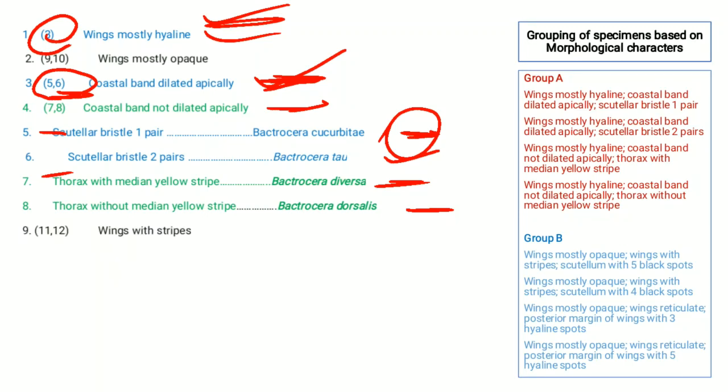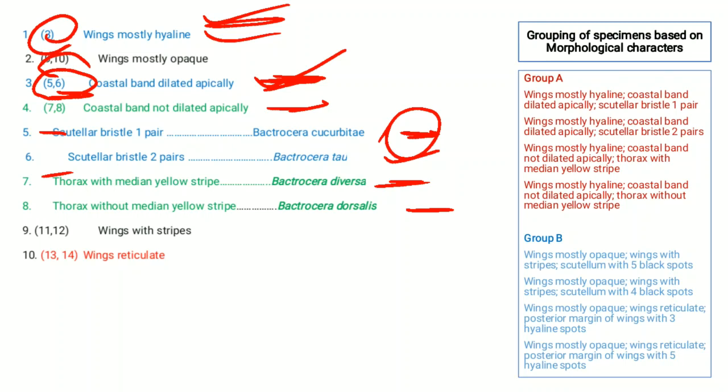And next, number 9 that has wings with stripes. From the beginning, you can see that at number 2, numbers 9 and 10 are written in parentheses. So we know that the wings mostly opaque character is going to link with the taxonomic characteristics that are mentioned at number 9, that is wings with stripes. The next character that is mentioned here is wings reticulate. So at number 9 and 10, there are further couplets, secondary couplets. Here we can see that the specimens that have wings mostly opaque might have wings that are with stripes or wings that are reticulate.